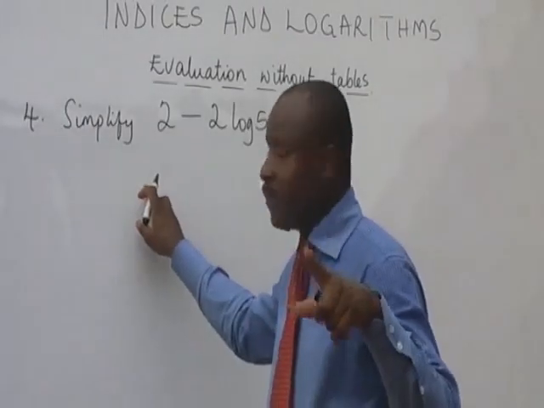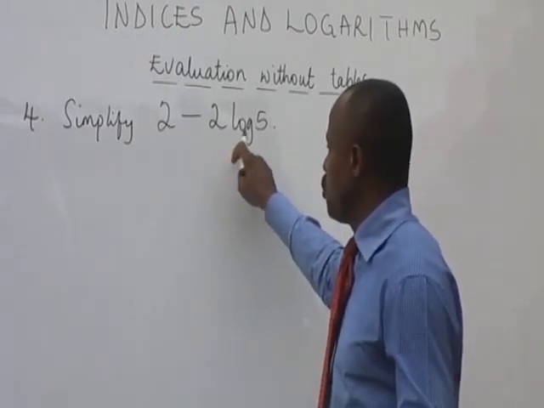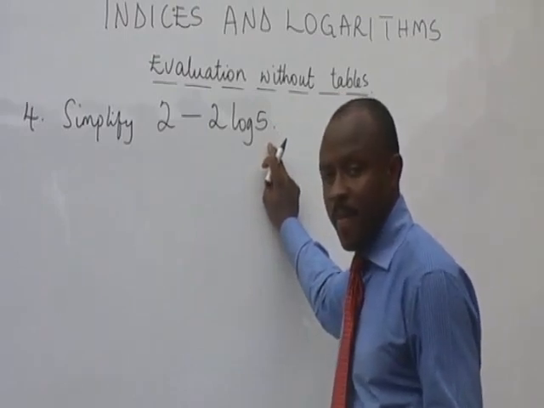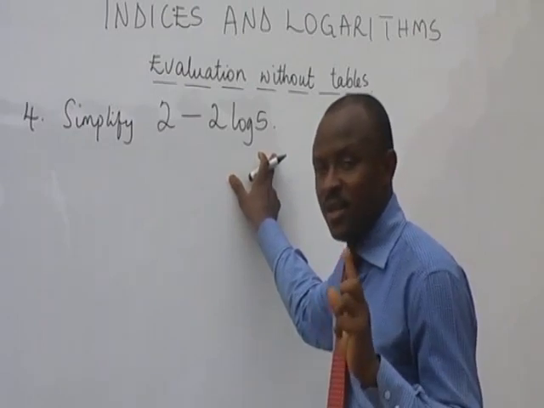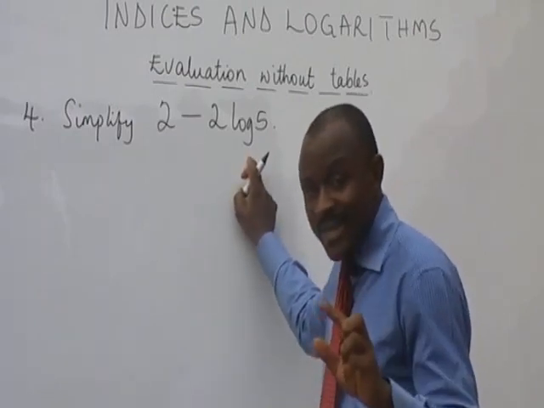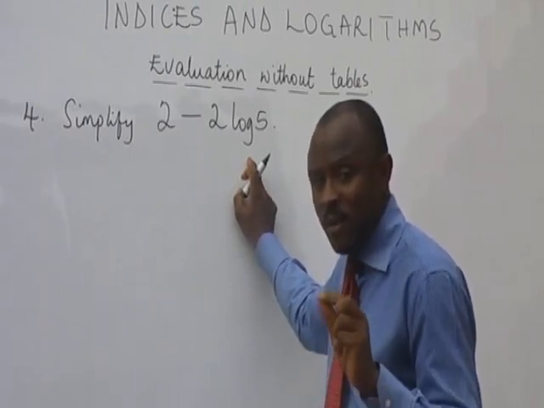Question number 4. It said that we should simplify 2 minus 2 log 5. Whenever this kind of thing is given to you and there is no base attached to the log, know that that log is in base 10. Very, very important.